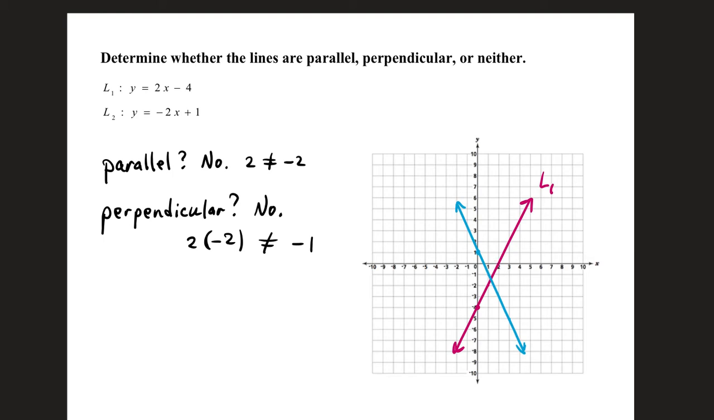These two lines intersect, but not at a 90-degree angle. This is a case of neither parallel nor perpendicular. Parallel fails immediately because our slopes are different. Perpendicular fails because the product of our slopes is not -1.